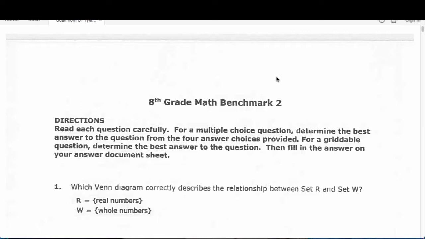Here are the directions. Read each question carefully. For a multiple choice question, determine the best answer to the question from the 4 answer choices provided. For a griddable question, determine the best answer to the question. Then fill in the answer on your answer document sheet. Let's begin.